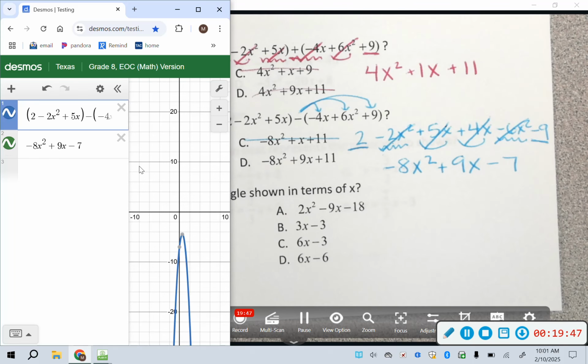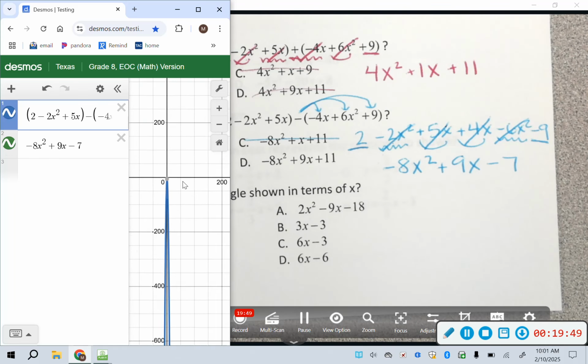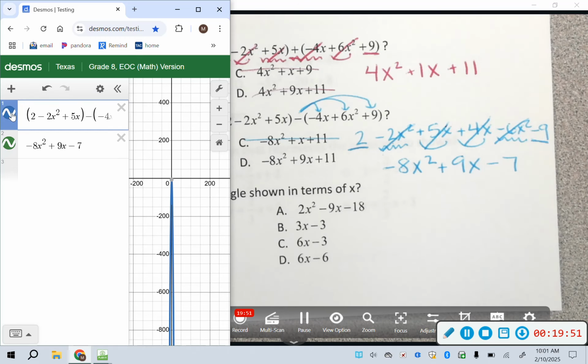Okay, so now that I fixed my mistake, I have a blue line and a green line on the same spot. Yeah, it's working. Okay, so then we did it correctly.